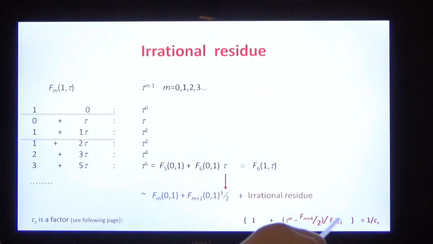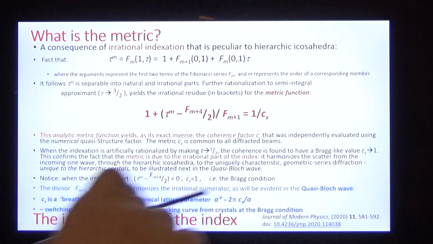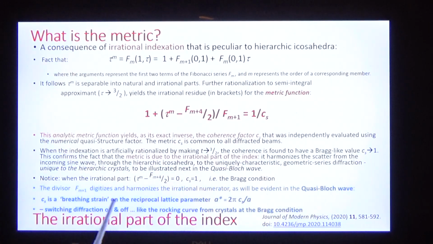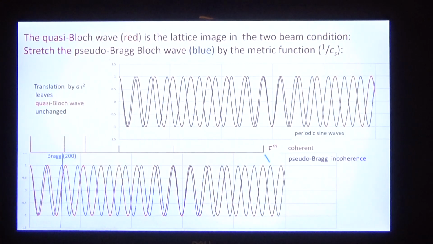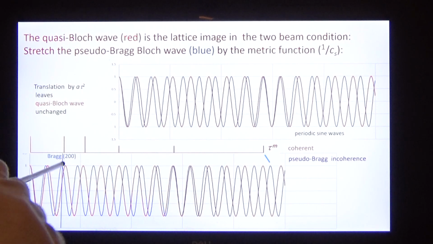Here it is, remembering that CS is a factor. And it has an extraordinary feature when it's normalized against this number, that it's exactly equal to the inverse of the metric. CS is a breathing strain on the reciprocal lattice. I can illustrate with the quasi-Bloch wave. What is a Bloch wave? It's the lattice image in the two-beam condition. Look at the blue one.